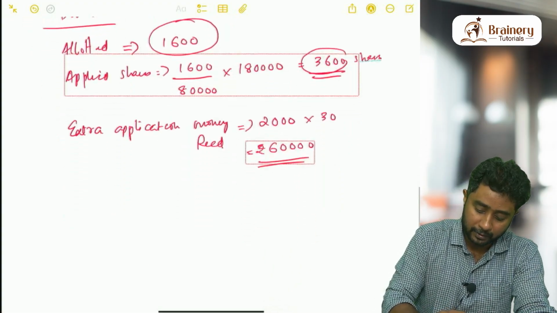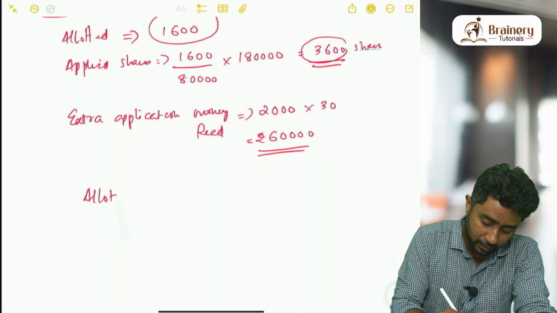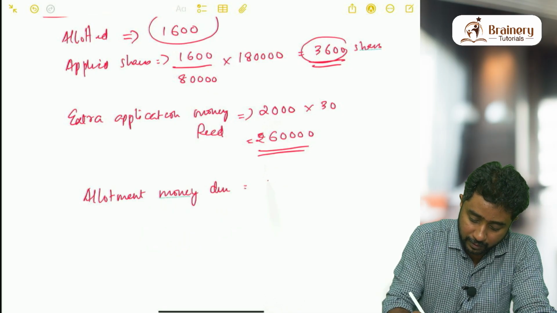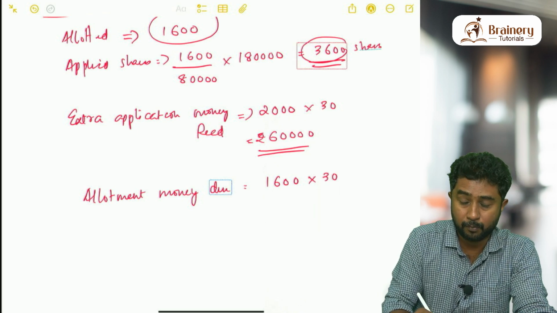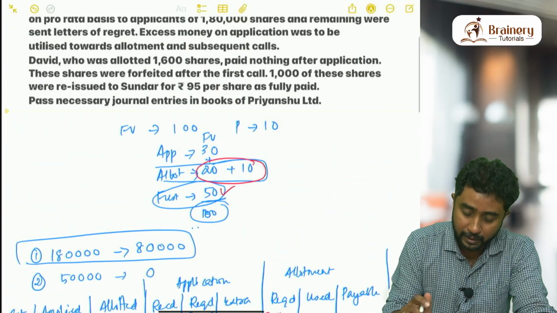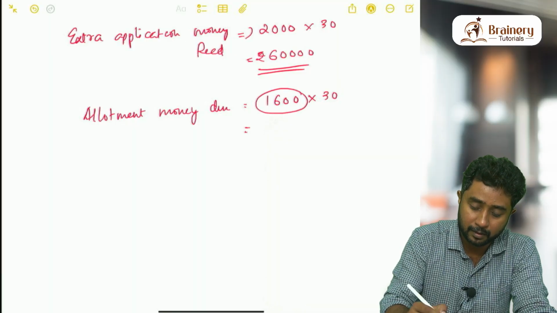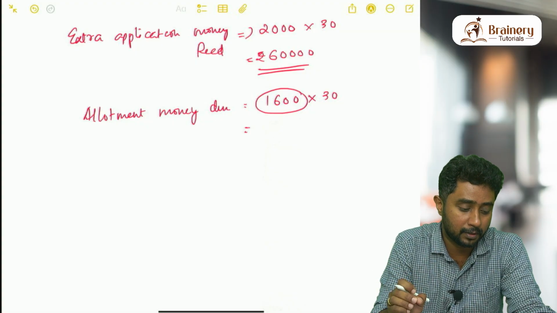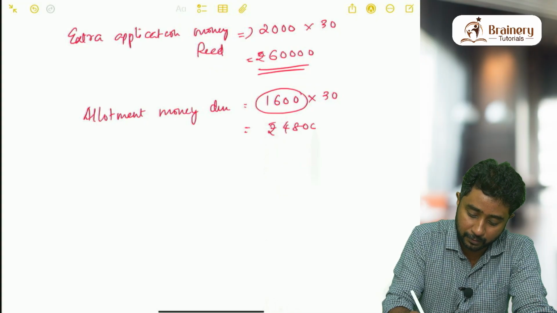Next, out of this 60,000, some money we have used for allotment. So we will see how much money has been used for allotment. Allotment money due: he has received 1600 shares, so 1600 shares into 30 including premium. If you don't know the allotment money, I will take you to the place where we have done the split up. So 20 plus 10, 30 he needs to pay during allotment. Why am I multiplying with 1600? Because 1600 is the number of shares that he received from the company. So 1600 into 30, he has to pay rupees 48,000.